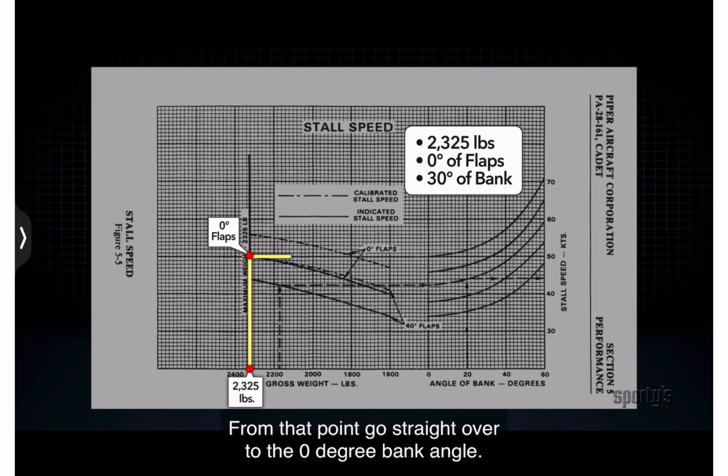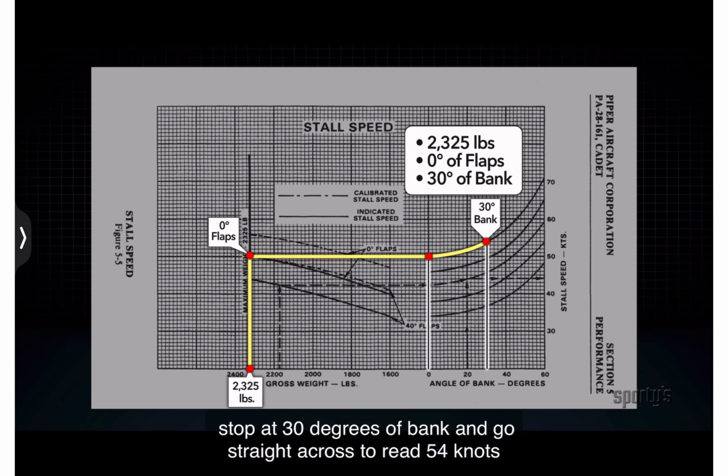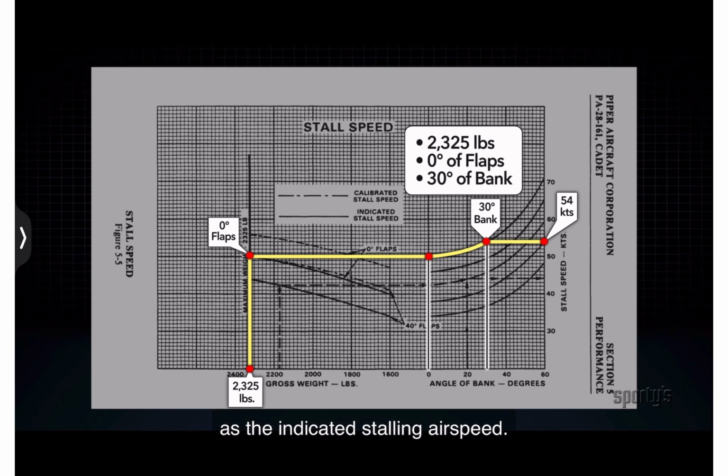From that point, go straight over to the 0-degree bank angle. To reach 30 degrees of bank, guide on the curving lines which slope up. Stop at 30 degrees of bank and go straight across to read 54 knots as the indicated stalling airspeed.